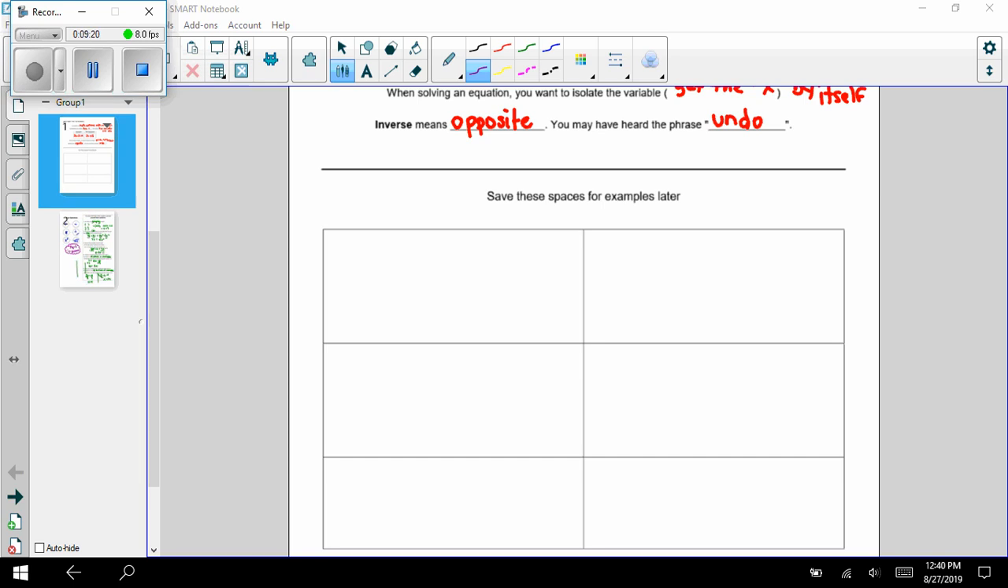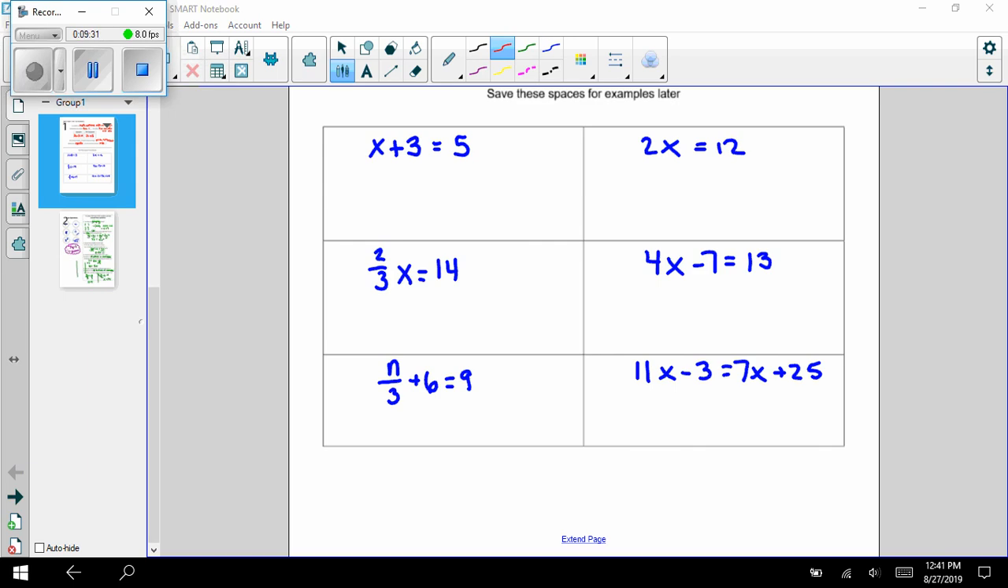I'd like for you to flip back to the front. We're just going to do a couple quick examples here. I'm going to write them down, and I'll go over them after I write them down. In the first box here, we have x plus 3 equals 5. The first question I'm going to ask myself: what's happening to the x? It's being added by 3, so I want to do the inverse of addition, which is subtraction. So I'm going to subtract 3 from both sides. That left side cancels, and I'm left with 2.